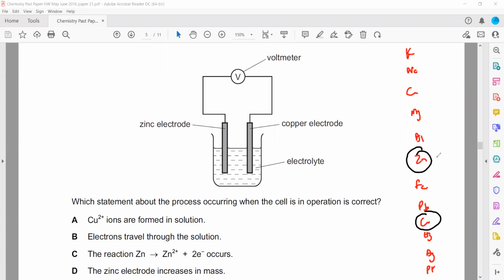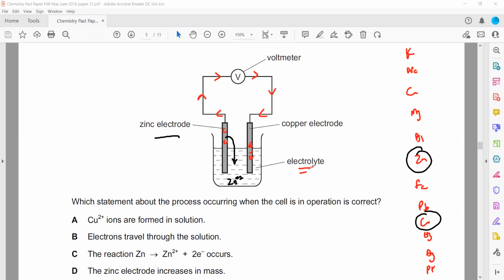So zinc is always the more reactive one in a chemical cell because it converts chemical energy to electrical. So zinc, which is more reactive, will go into the solution as a zinc ion. The more reactive metal reacts first, turning into zinc ions, and these electrons, because electrons cannot travel through the solution, start to move from the zinc surface to the copper surface. So the majority of the electrons will return back to the copper surface.